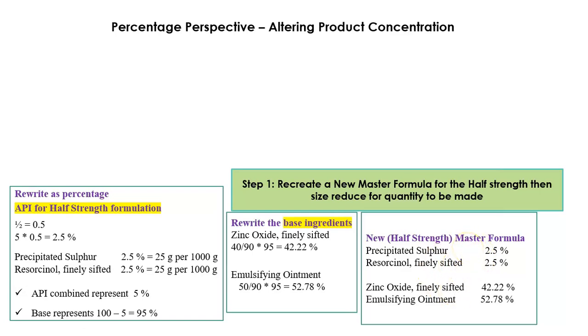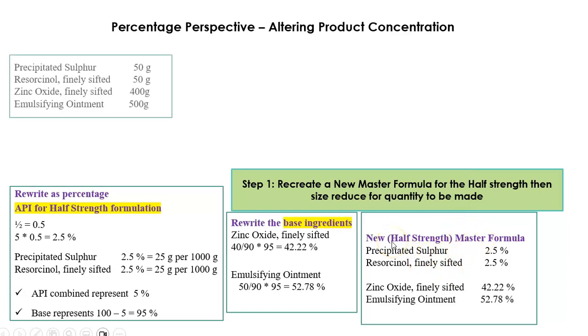Persons may say, why are we recreating the new master formula? In your compounding logbooks, you'll have this as a one-time calculation that you'll be using for the rest of your professional time if you are going to be compounding half strength resorcinol. So recreating the master formula is always my first thing to do.